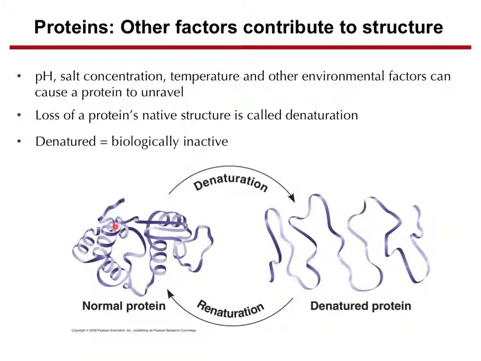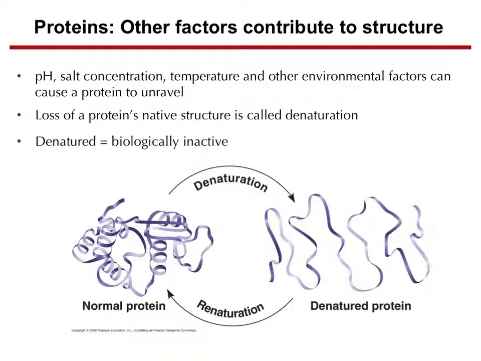But the weak interactions of the helices and the beta-pleated sheets can be interrupted by a number of different factors: pH, salt concentration, temperature, etc. And they can cause the protein to unravel or unfold. It doesn't break the protein down, it just unfolds it. And when it doesn't have shape anymore, now it doesn't have functionality. And that unfolding we call denaturation, or the protein is denatured.